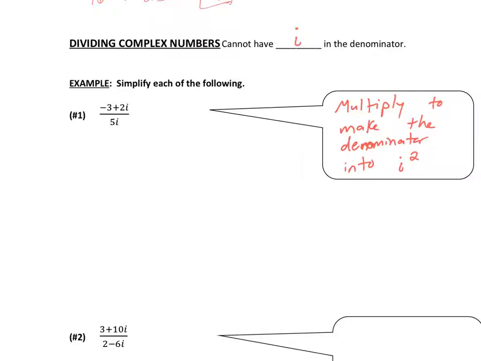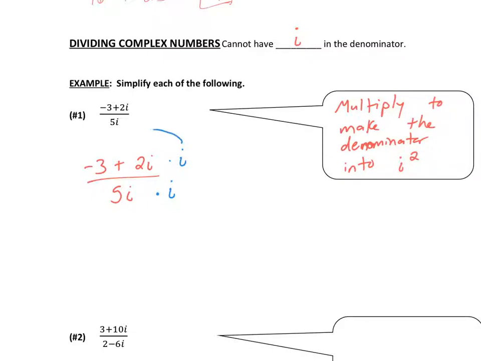So the bottom right now is 5i. We want to make that into an i squared. How do you change i into i squared? We're going to multiply it by i. So we have the top, we have the bottom. We're going to multiply the top and the bottom times i.